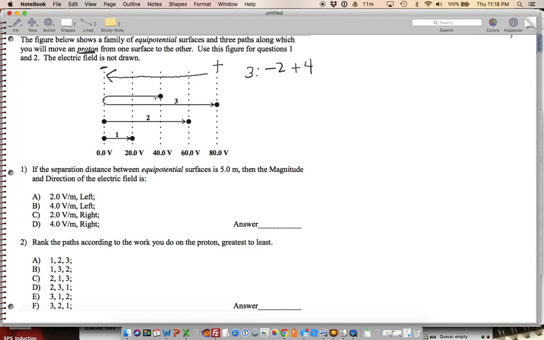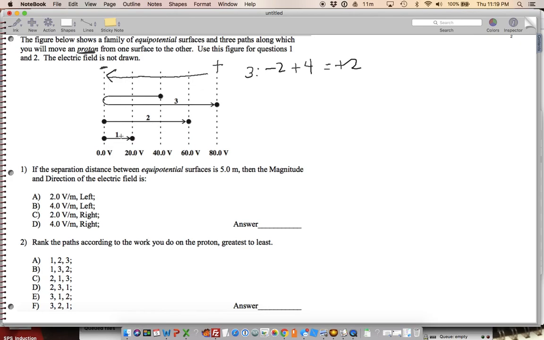If I think about work, it's going to be potential times distance. Since my distances between these plates are the same, I'm just going to make up some units. So I'm going to move 2 places, so minus 2, and then plus 4. So this is going to give me plus 2. That's how much work I'm doing, plus 2 units.